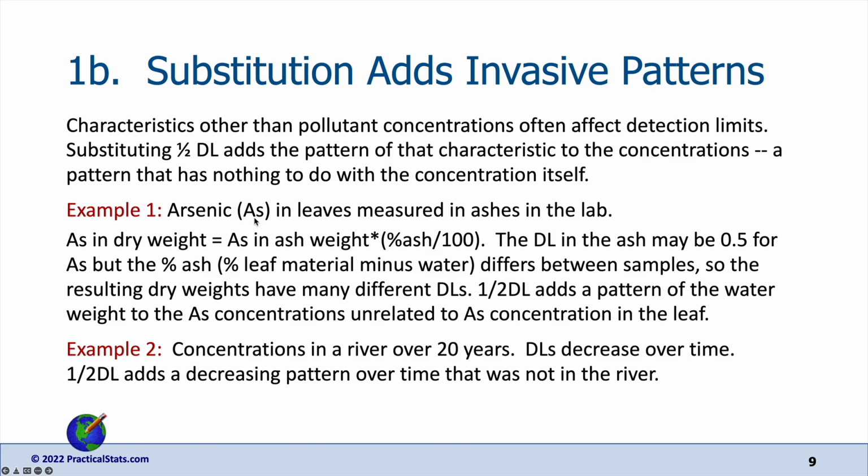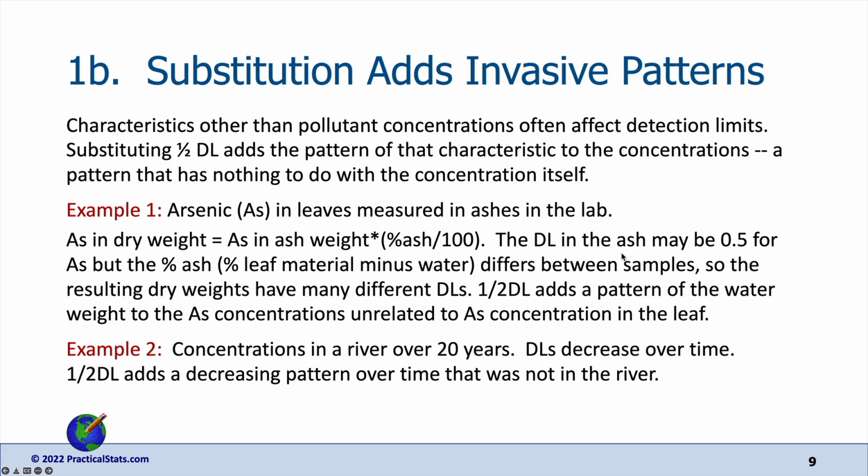So here's 2 examples. Let's suppose we are interested in the diet of caribou or some other fauna, and leaves were part of that, and so they measured the arsenic concentrations in leaves. That's done usually by ashing those leaves to remove all of the water, and then measuring the concentrations in the ash, which is called the ash weight, and then multiplying by the percent of the sample that was ash, so getting rid of, in essence, the water portion, and saying that the ash weight times that percentage is equal to the dry weight of arsenic.